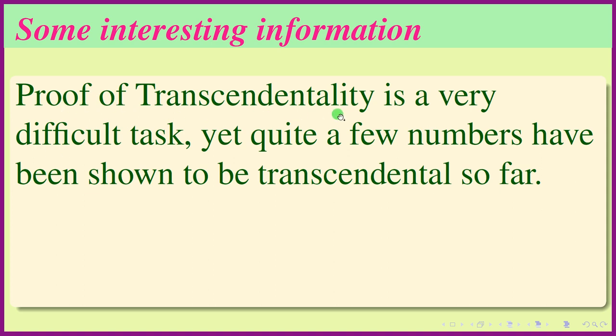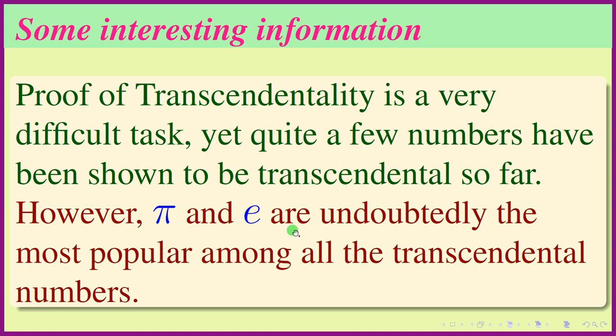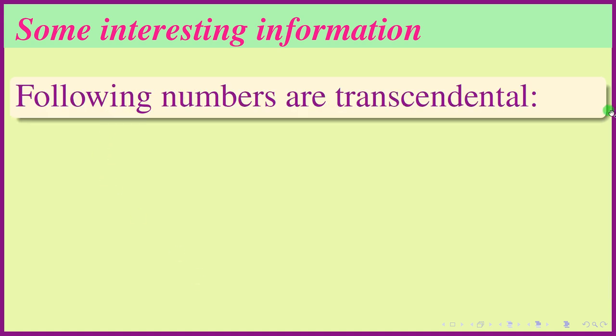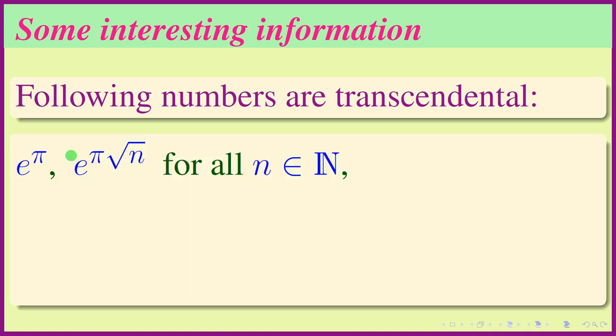Proof of transcendentality is a very difficult task, yet quite a few numbers have been shown to be transcendental so far. However, pi and e are undoubtedly the most popular among all the transcendental numbers found so far. Following numbers are transcendental. Here we give a list. This list is not exhaustive; I have listed only a few numbers here.